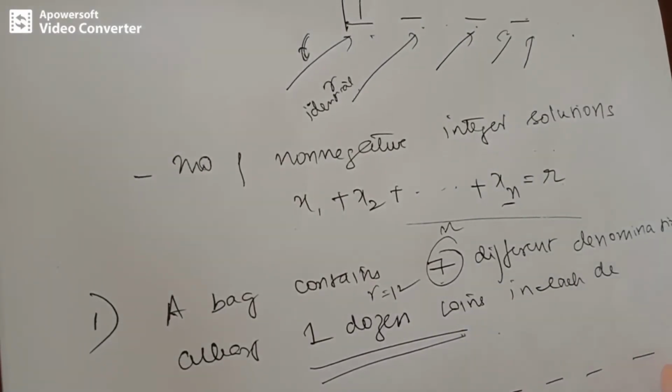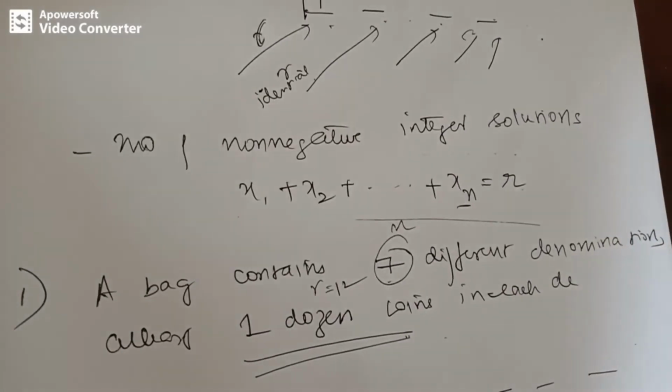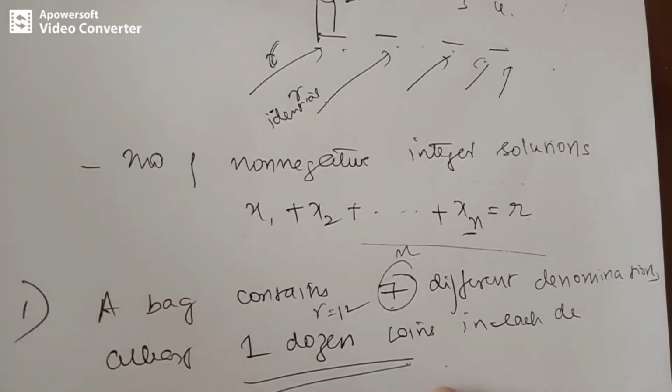This is the basic thing that you need to identify given the question: what is the value of n and what is the value of r, and whether it belongs to the category of combinations with repetitions. Whenever you identify this, it is clearly combinations with repetitions, wherein you can choose the same dozen of coins to be put into the set of 7 different denominations.